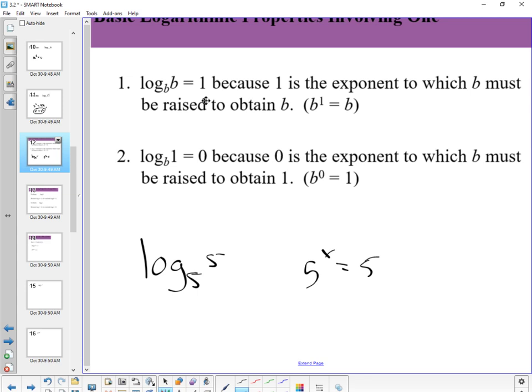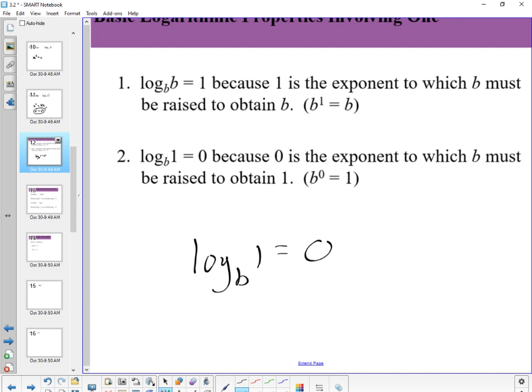On the same note, log base b of 1 has to be 0. Because if you take anything to the 0 power, what should you get? 1, and that's why there's a 1 in the answer spot. So anything to the 0 power gives you 1. Right?